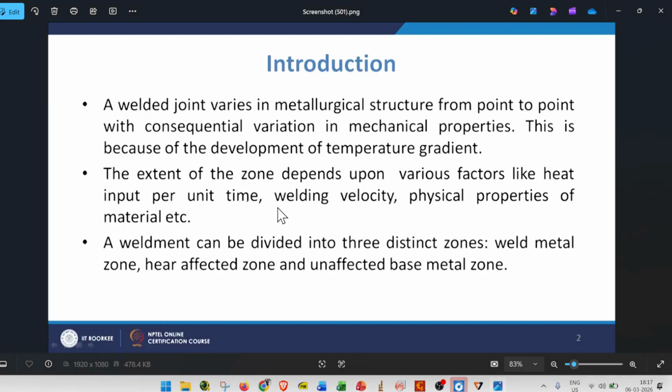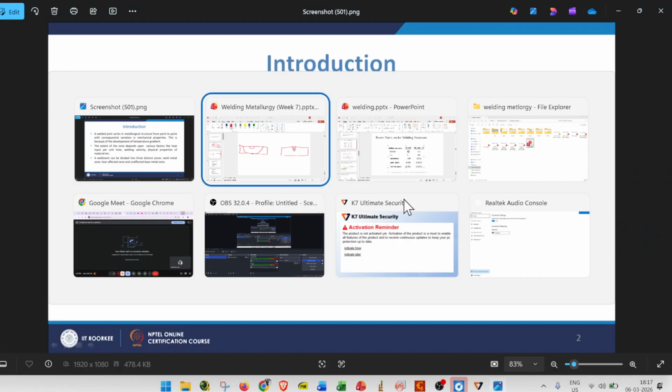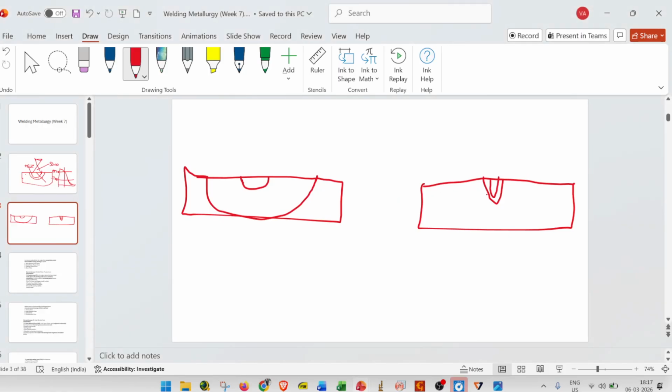And welding velocity: if we increase the welding velocity, the heat affected zone will be small. If we reduce the welding velocity, then the heat affected zone will be larger, because with lower welding velocity, more time is spent exposing the workpiece.